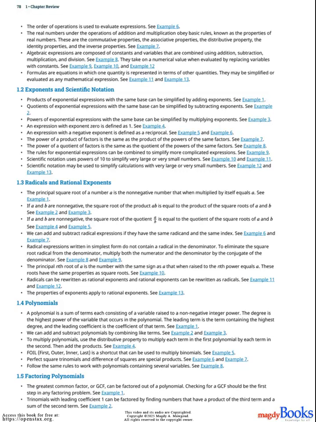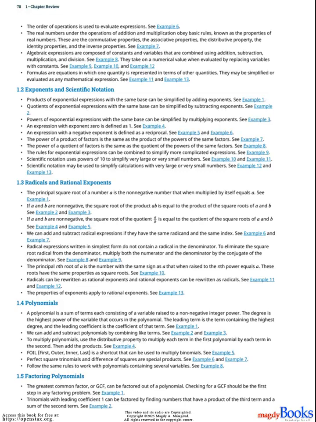1.2.8. The rules for exponential expressions can be combined to simplify more complicated expressions. See example 9. 1.2.9. Scientific notation uses powers of 10 to simplify very large or very small numbers. See example 10 and example 11.